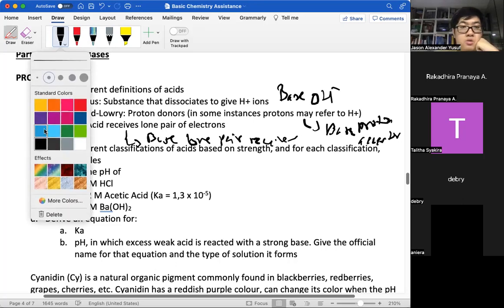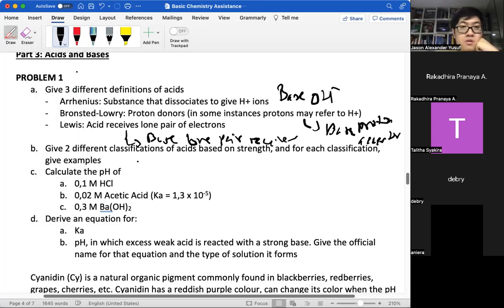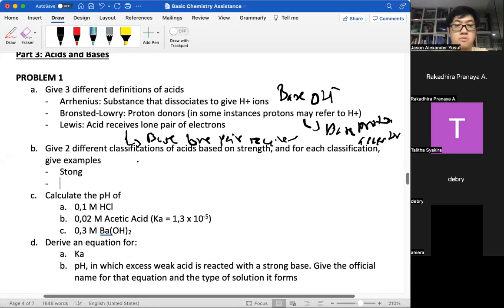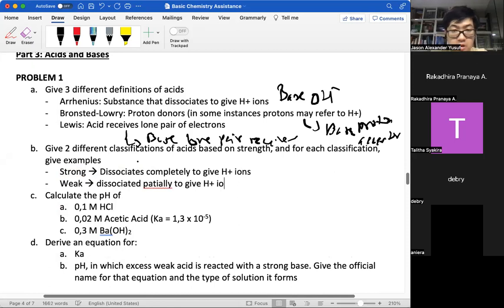Okay. Next is to give the classifications of acids based on the strength. This will be very simple and straightforward, just like the first one. We have two types of acid strength: strong and weak. Strong dissociates completely to give H plus ions. Weak dissociates partially to give H plus ions.